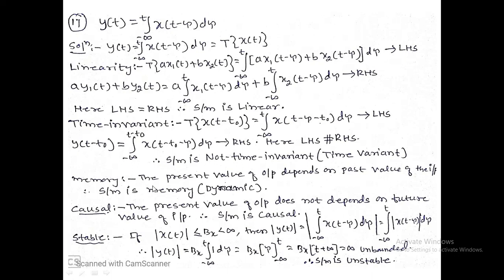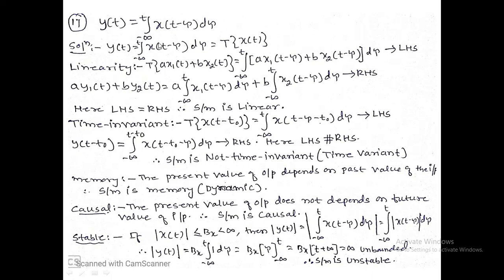Therefore, the system has memory, hence the system is a causal system. Why am I saying the system is causal? Here x of t minus tau is a time-shifted version of the x of t signal, with limits from minus infinity to t, which means the present output value depends upon the present input x of t as well as past input x of t minus tau.